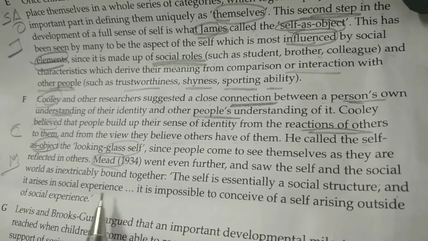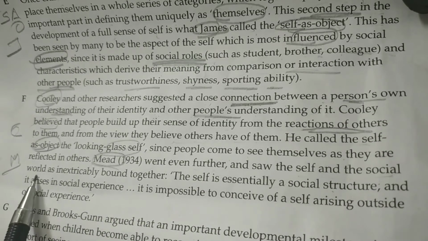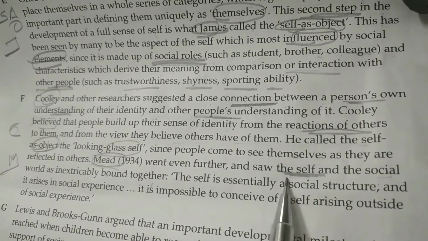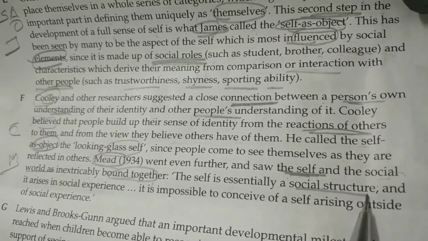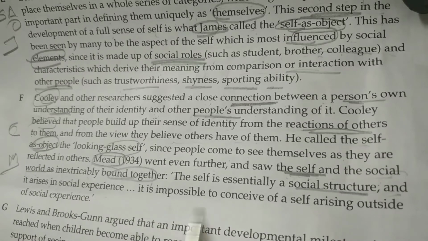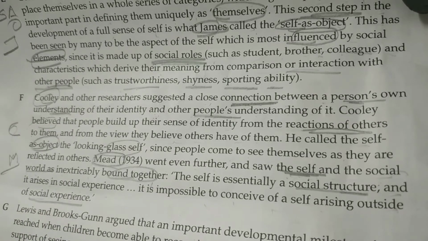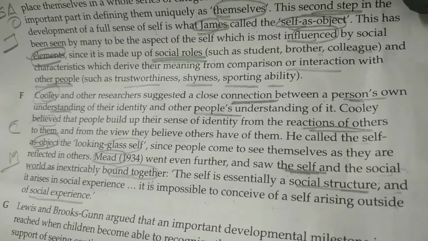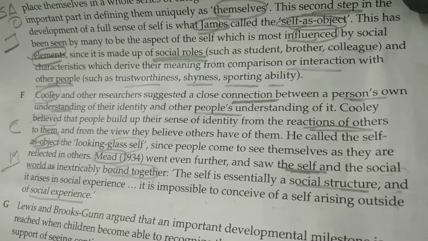Okay, it's the next sentence. There's the mention of another name, who went even further, seeing the self and the social world as inextricably bound together. Here the self means children. They feel that the self and the social world are connected to each other, and the self is essentially a social structure, and it arises from social experience. It's impossible to conceive of the self arising outside of social experience. See, many people get confused. Okay, this passage is saying something about the connection between a person's own understanding and the understanding of other people. Means there is some kind of relationship explained in this passage. So the self arises from social experience. Means this kind of information is there.